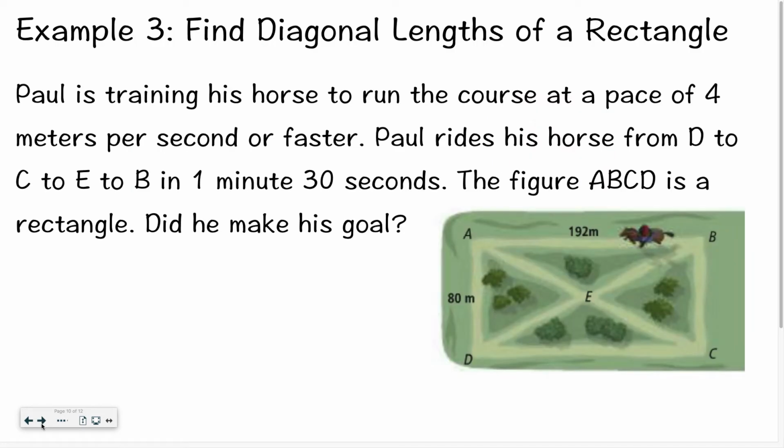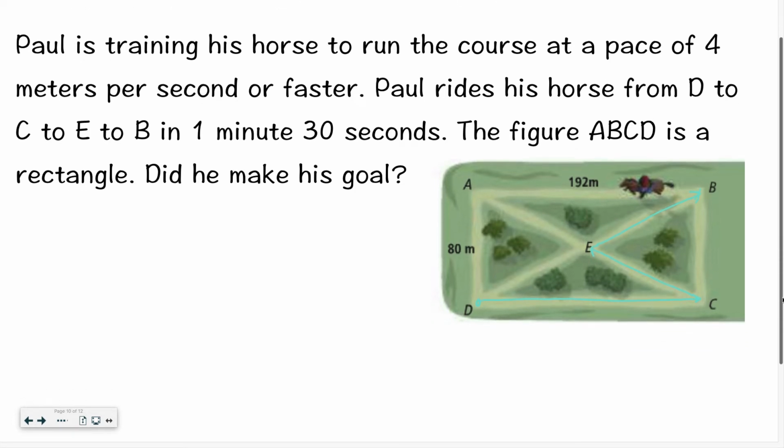All right, example 3. We want to find diagonal lengths of a rectangle. So we know that Paul is training his horse to run the course at a pace of 4 meters per second or faster. Paul rides his horse from D to C, and then to E, and then to B in 1 minute and 30 seconds. And we want to know, did he make his goal if this is a rectangular track?